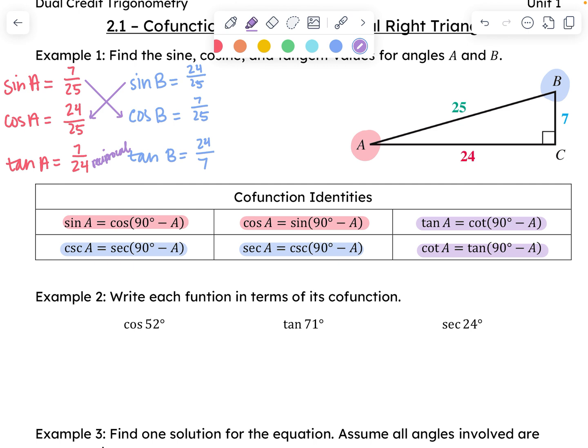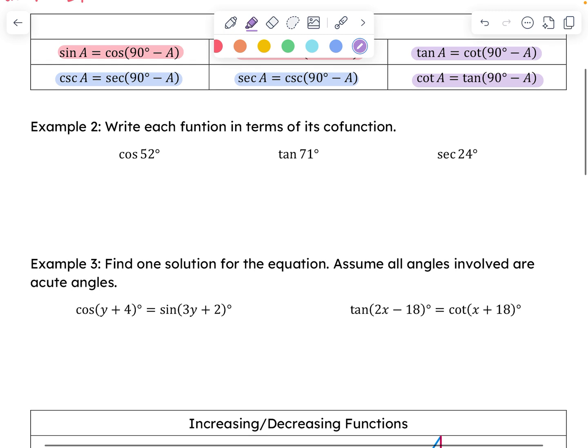Tangent is an interesting one where it is both the reciprocal and the cofunction for cotangent and vice versa. And this is kind of where that "co" comes from: sine and cosine, secant and cosecant, tangent and cotangent. Cofunction identities are the "co" of each other. So let's do some examples here. Example 2 says write each function in terms of its cofunction. This is what I was talking about.